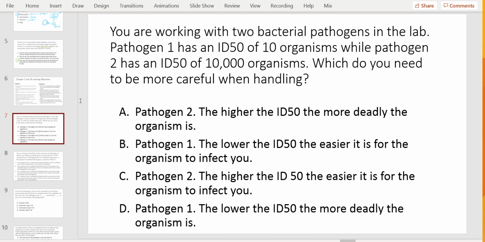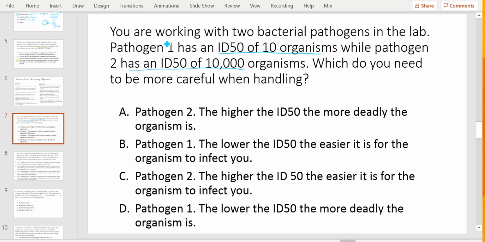Okay, so we'll look at this first question, which is going to talk about the ID 50. And so we have to go over and understand what that is. So we're working with 2 different bacterial pathogens in the lab. Pathogen 1 has an ID 50 of 10 organisms, while pathogen 2 has an ID 50 of 10,000 organisms. And the question says, which do we need to be more careful when handling?